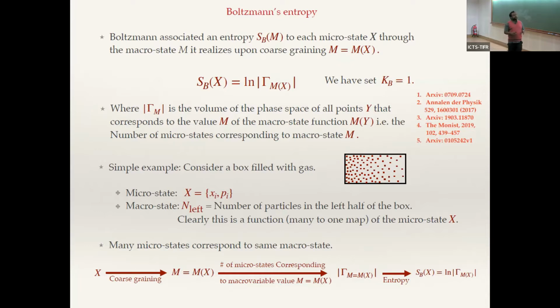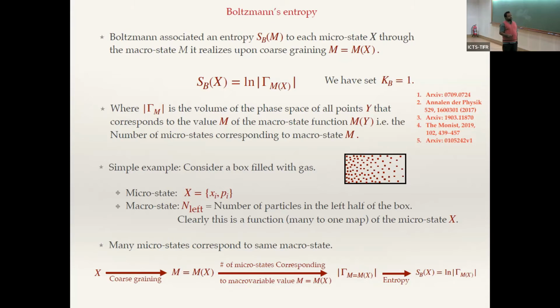For example, let us consider a box filled with gas. The microstates are the positions and momenta of these particles, and one macrostate is, let's say, the number of particles in the left half of the box. Obviously, this is a function of the microstate. Given a microstate, you can count the number of particles in the left half of the box, but it is of course a many-to-one map. Once you have the value of the macro variable, you can easily realize that there could be many microstate configurations which have the same value.